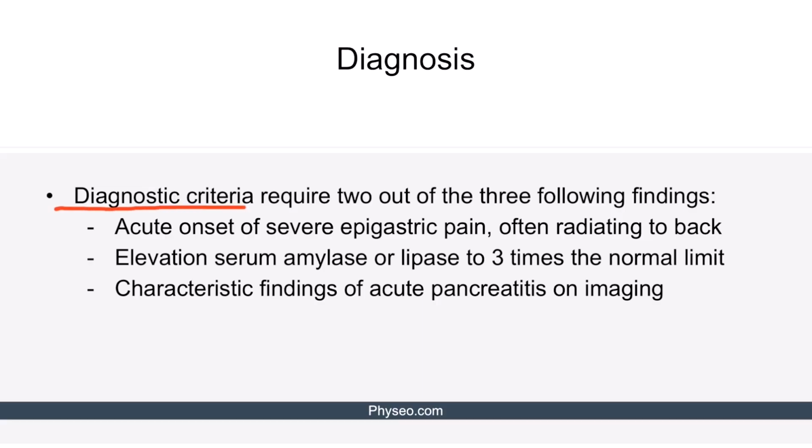The diagnostic criteria require 2 out of 3 of the following findings. First is the clinical presentation of acute onset severe epigastric pain that often radiates to the back. Second is the laboratory findings of serum amylase or lipase elevated to 3 times the normal limit or higher. The third potential requirement is characteristic findings of acute pancreatitis on imaging. So notice that imaging is not necessarily required for a diagnosis if the patient has the typical clinical presentation as well as elevated pancreatic enzymes on labs.